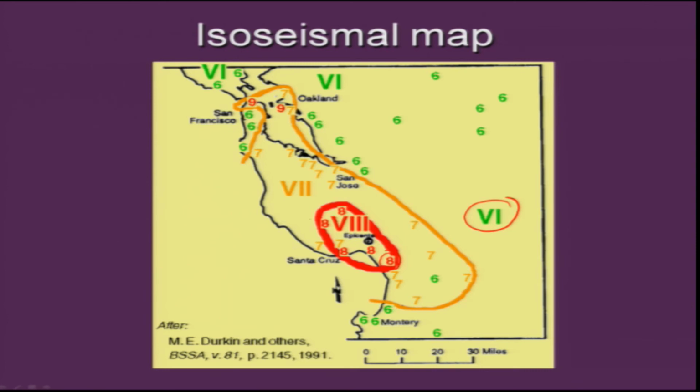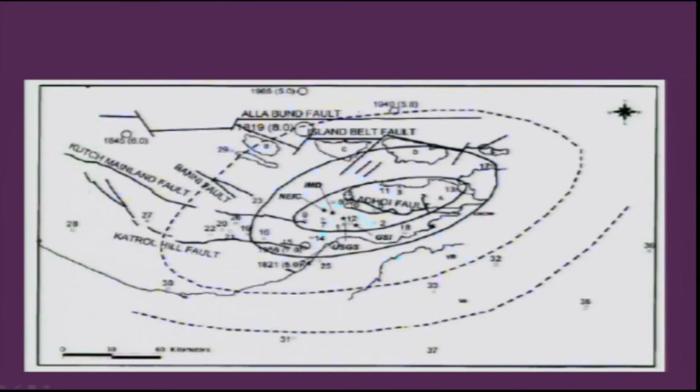It has an intensity of 8, but as you move away from this, the intensity reduces to 7 and 7 to 6. So this is what happened. This is the intensity map. We are looking at the isoseismals of the Bhuj earthquake, the Bhuj 2001 earthquake. Again it was 7.6 Mw, 7.6.